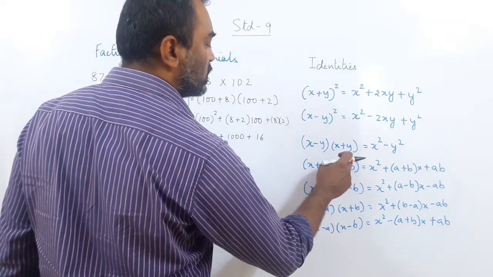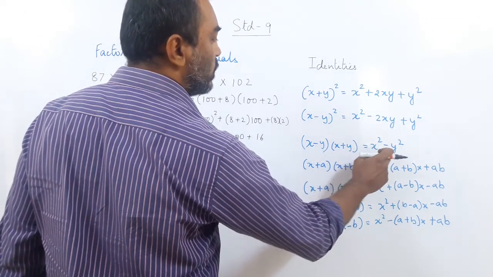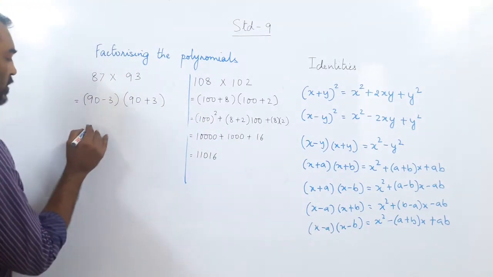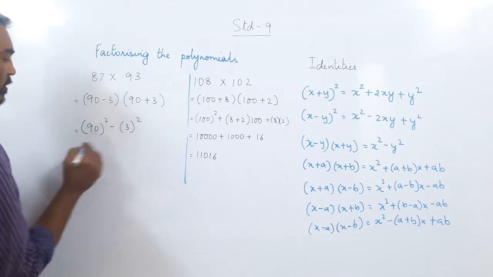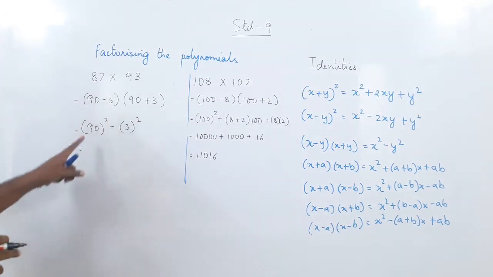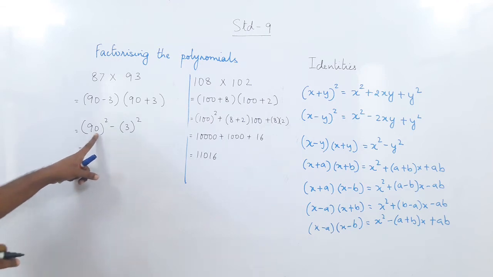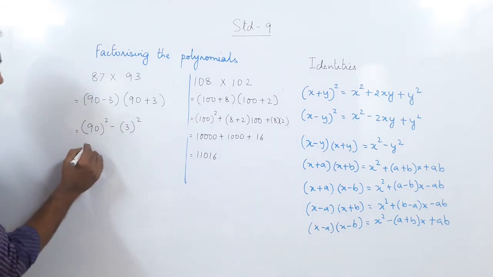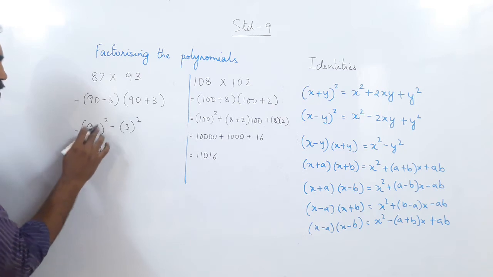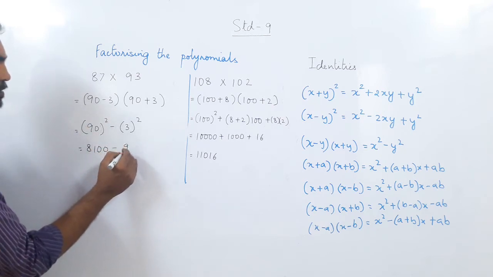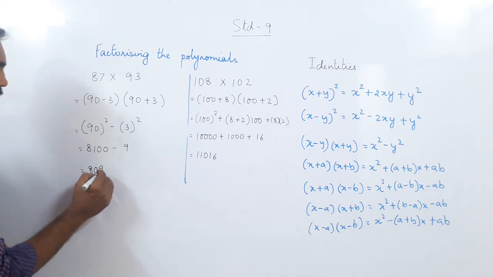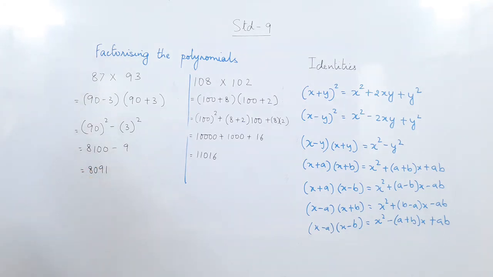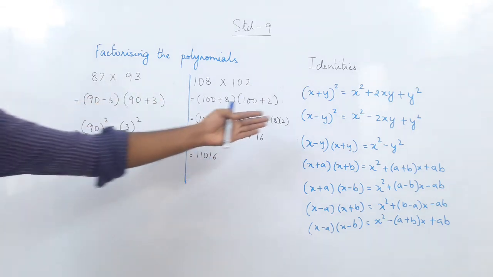x minus y into x plus y. So the identity is x square minus y square. So what is my x? 90. So 90 square minus, what is my y? 3 square. So what is 90 square? Very easy. 9 9s are 81. And this 10 into 10 becomes 100. So 81 and 2 zeros. This 10 square becomes 2 zeros, minus 9. What will you get? 8091. Because 100 minus 9 is 91. So 8091 is the application of this identity.